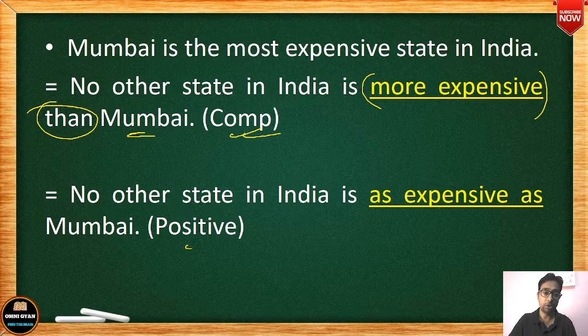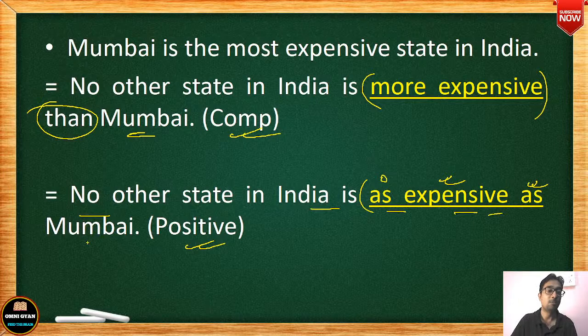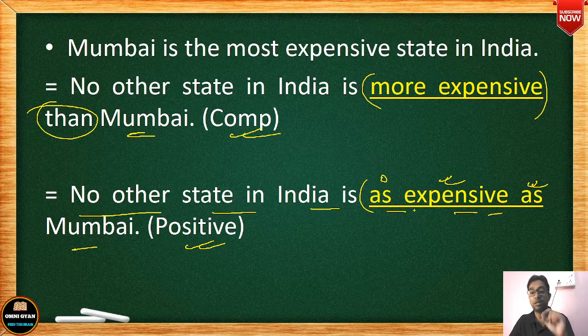In a similar manner, if you have to change it into positive degree, again you begin with no other state, and then you follow the pattern as degree as. So no other state in India is as expensive as Mumbai. Meaning is same. Mumbai is the most expensive state in India. If you change this sentence into positive degree, it becomes no other state in India is as expensive as.